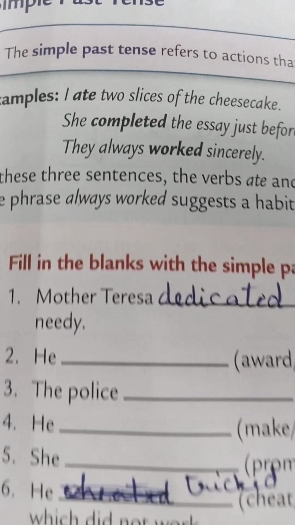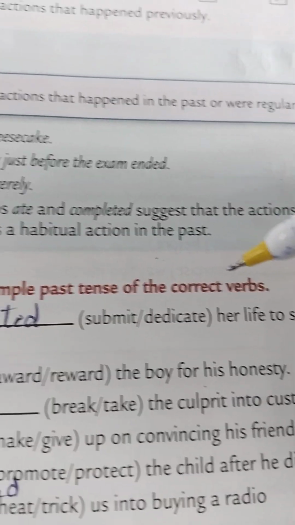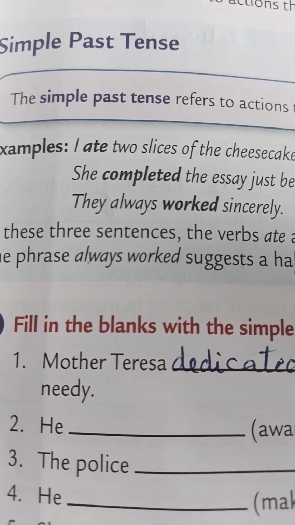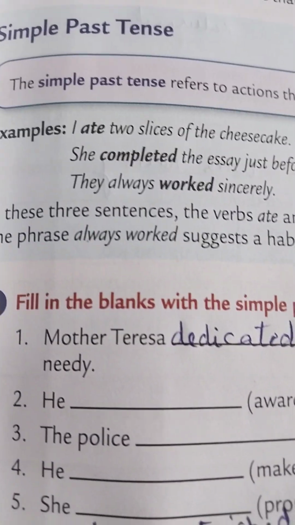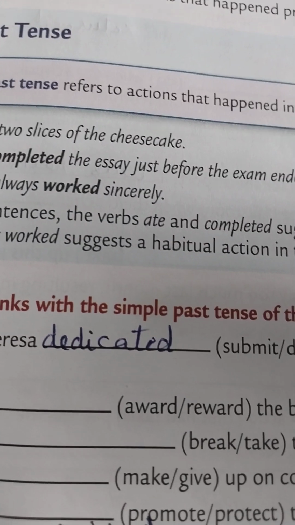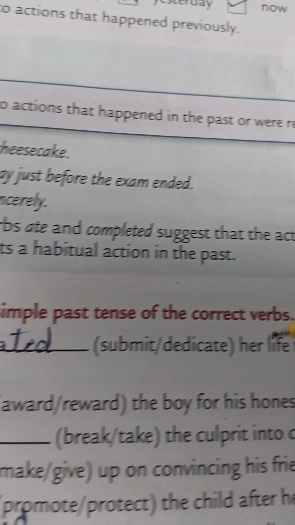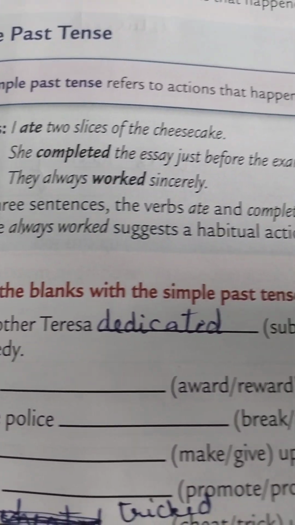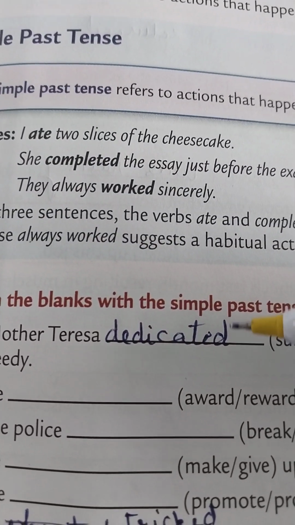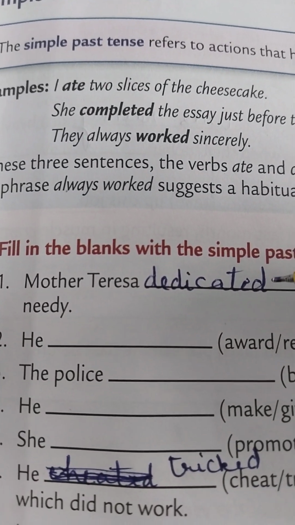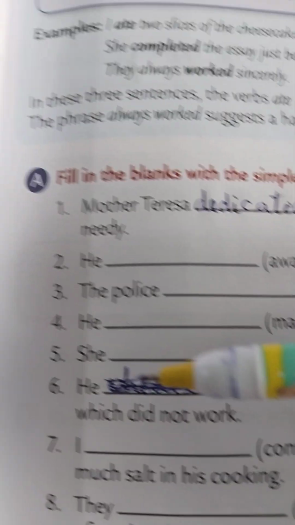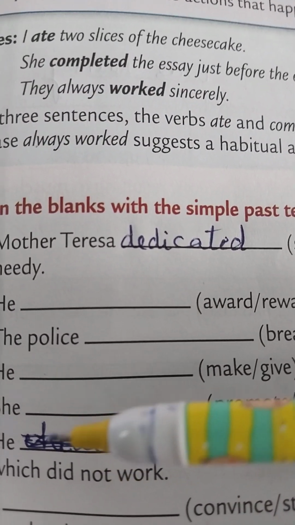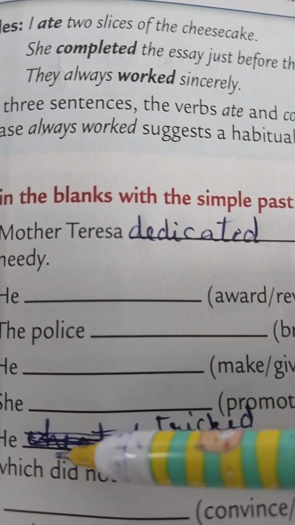Now see this question, children. Fill in the blanks with the simple past tense of the correct verbs. Now children, in sentences with simple past tense, we use the second form or the past form of the verb. Mother Teresa submit or dedicate her life to serving the poor and the needy. Now here the correct verb is dedicate, and the second form or the past form of the verb dedicate is dedicated. He cheated us into buying a radio which did not work. Now the verb here is cheat or trick, and the correct one is tricked.